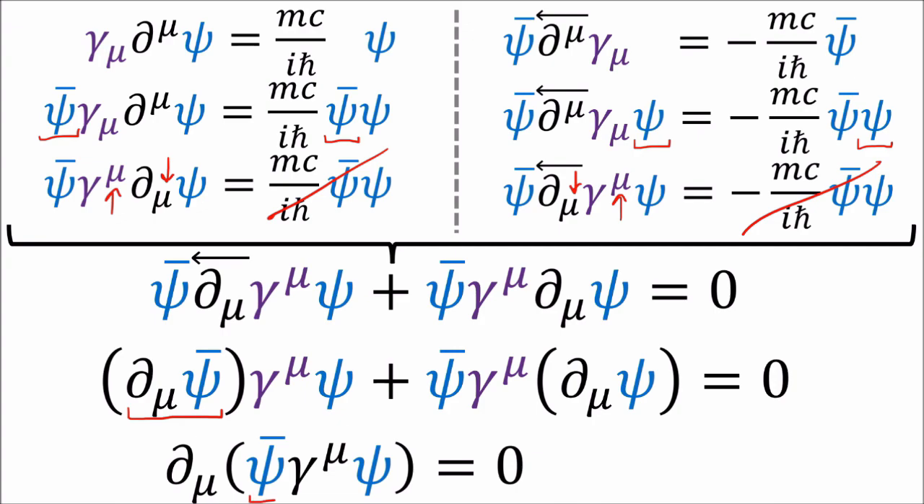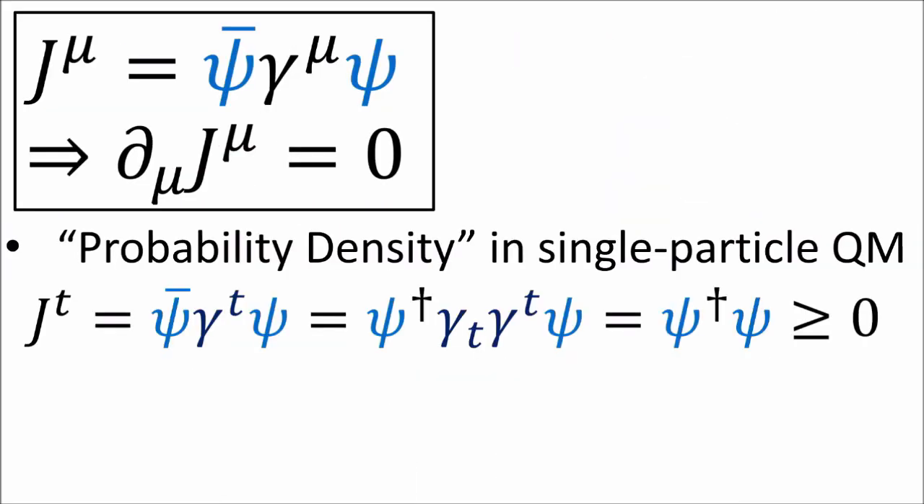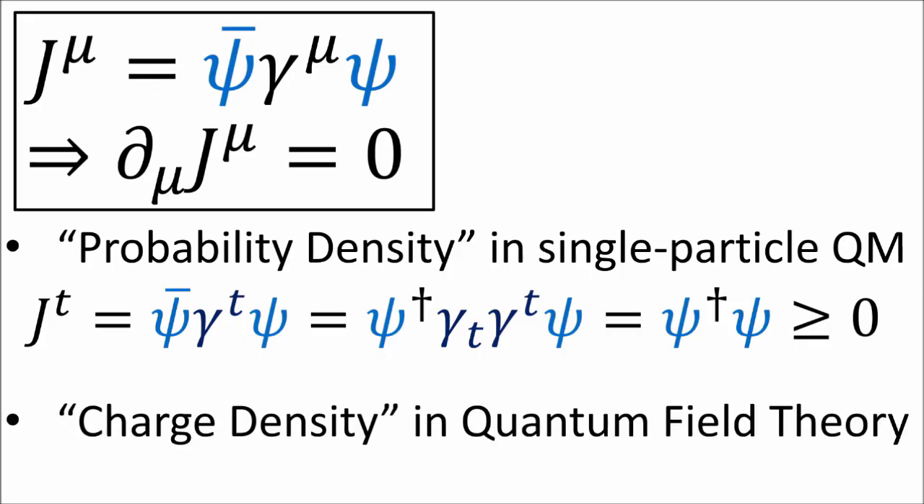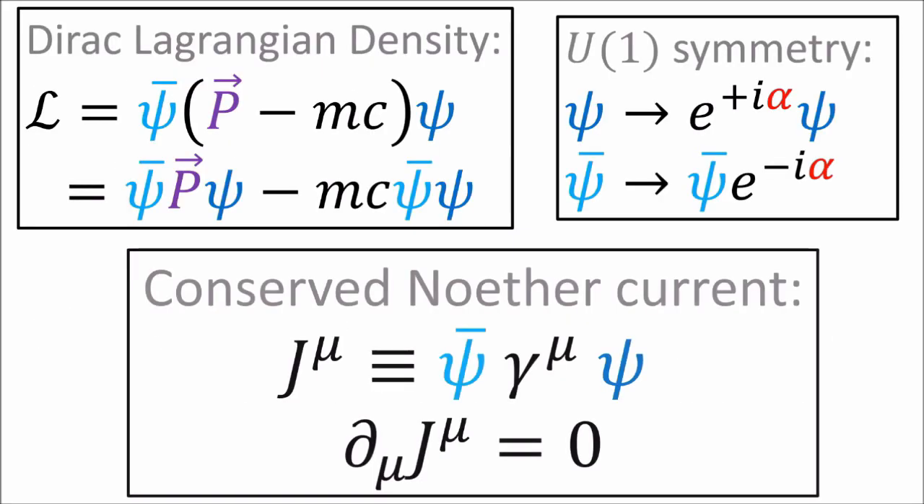This proves the 4-vector psi bar gamma psi obeys a continuity equation, and does indeed represent a conserved current, often written as J. This current can sort of be treated as a probability density for a one-particle system, but in quantum field theory, this is treated as a charge density instead. Also note that this conserved current can also be derived using Noether's theorem.